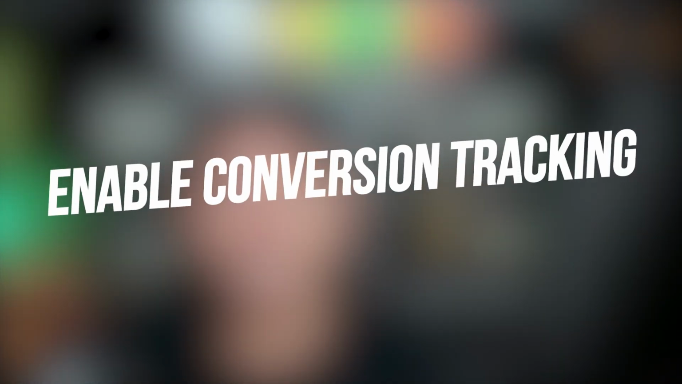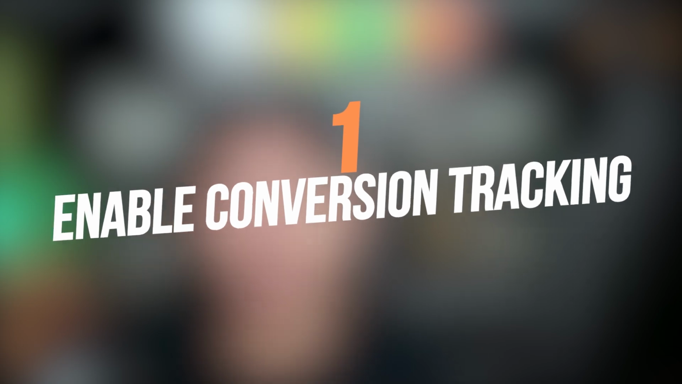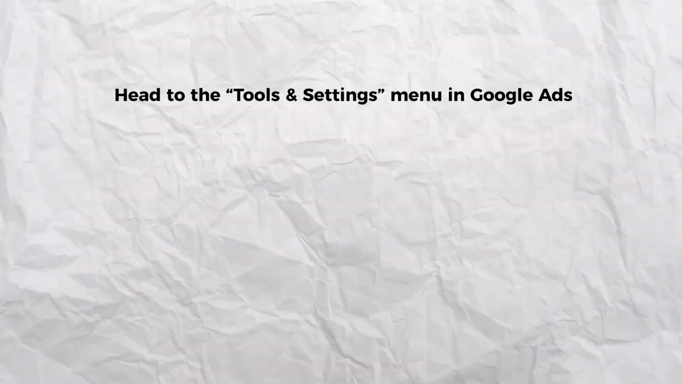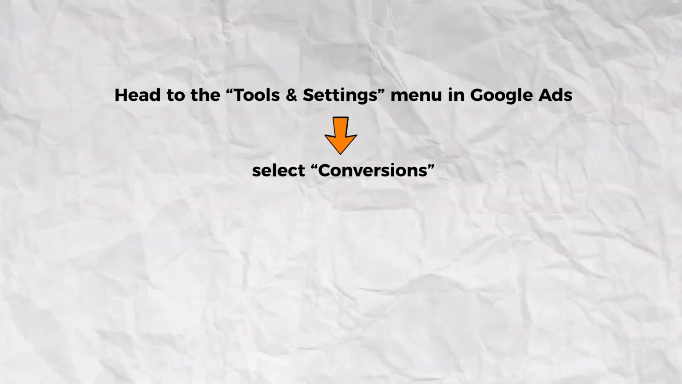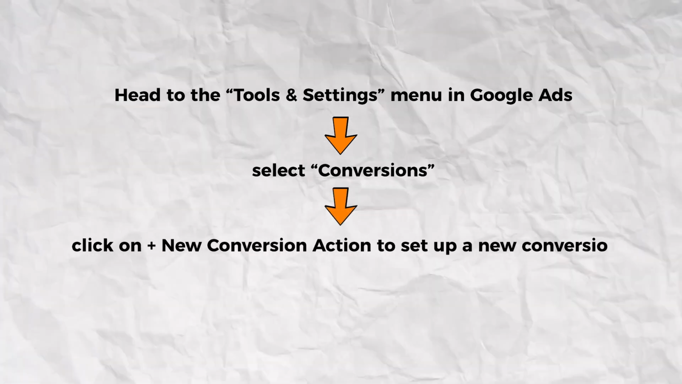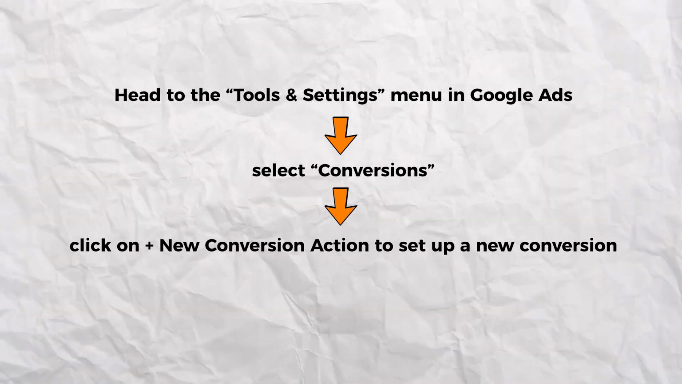Number one, enable conversion tracking. Go ahead and head over to the Tools and Settings menu in Google Ads, and under the Measurement section, go ahead and select Conversions. Next, you're going to select the Add New or Plus New Conversion action to set up a new conversion. Whether you're tracking purchases, form submissions, or another type of action, this is going to be your first step.